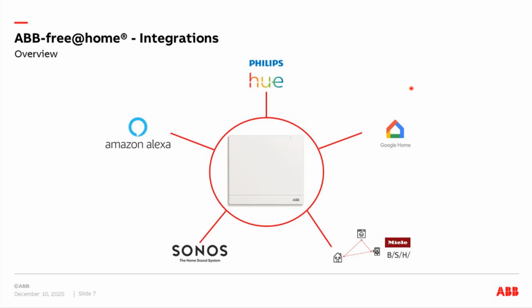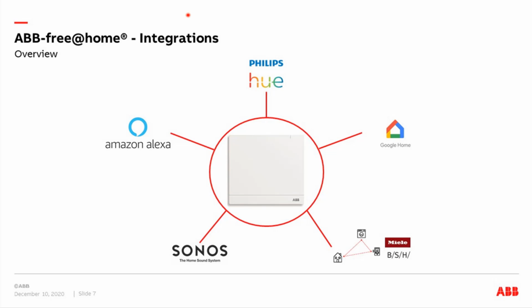Here we have two different ways to integrate these systems. On the one hand, we have more or less network-based integrations. And on the other hand, we have cloud integrations where the programming interfaces of free at home and the third-party devices are communicating via the cloud with each other.